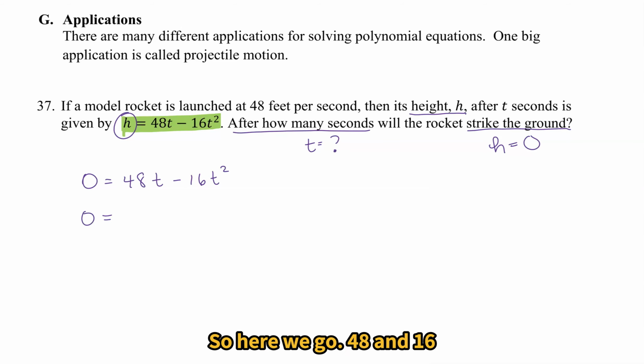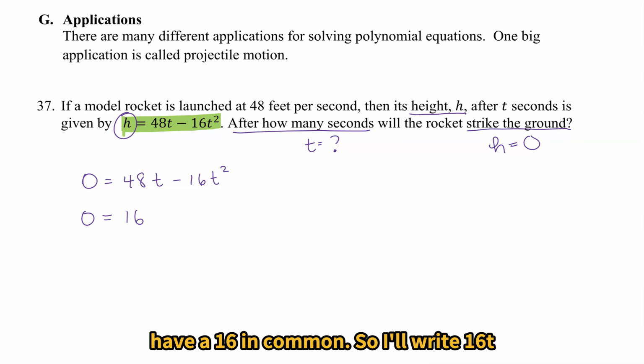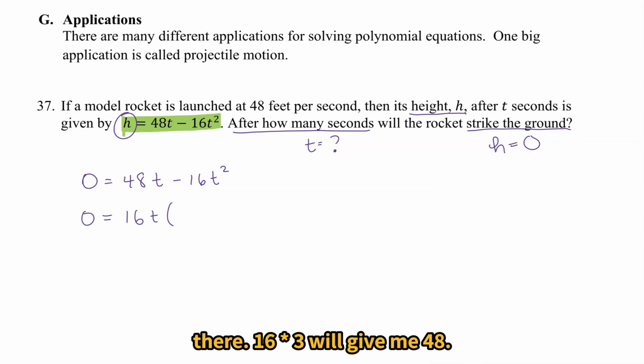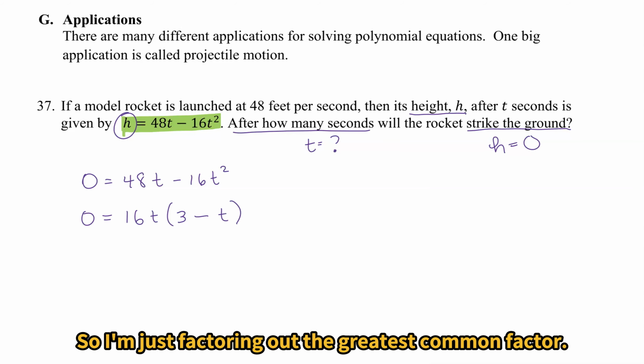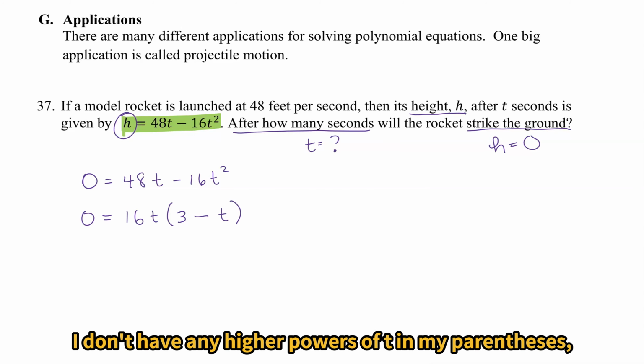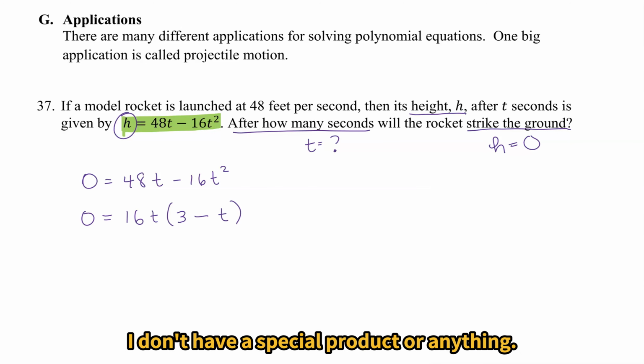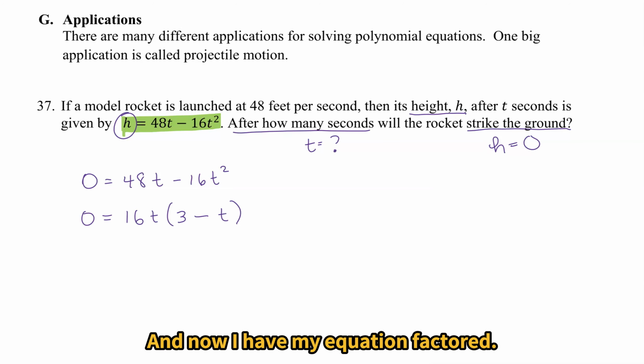So here we go. 48 and 16 have a 16 in common. So I'll write 16t there. 16 times 3 will give me 48. 16t times t will give me t squared. So I'm just factoring out that greatest common factor. I don't have any higher powers of t in my parentheses, so I can't factor it anymore. I don't have a special product or anything. And now I have my equation factored.